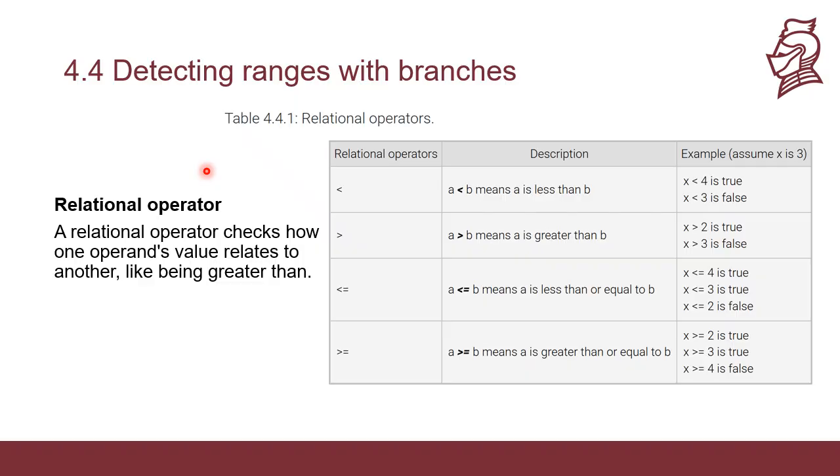Here are our relational operators. So a relational operator checks how one operand's value relates to another. It's like greater than, less than, greater than or equal to, less than or equal to, that sort of thing. So if A is less than B means A is less than B, and if that's true, it returns true, otherwise it returns false, and so on for each of these. This is less than or equal to, this is greater than or equal to. And that greater than or equal to and less than or equal to or greater than, that's very important. If you're testing two integers, you need to decide what to do in that condition where they're equal.